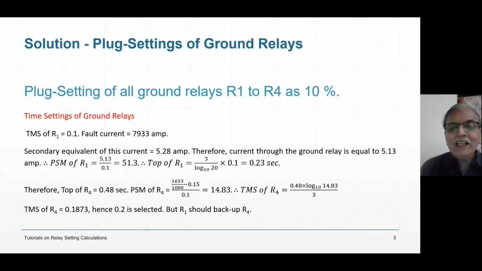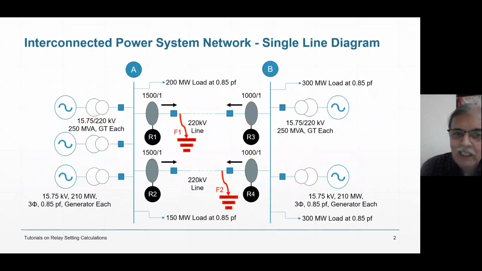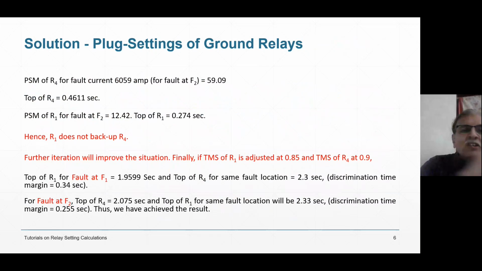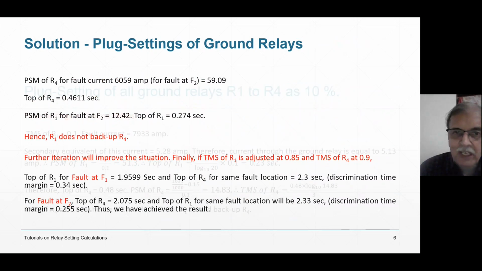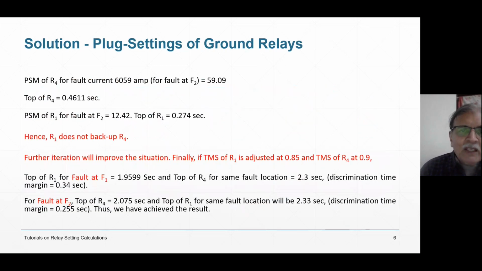That is true. Done. But now R1 should back up R4. R4 has backed up R1, but R1 should back up R4 for the same settings. I cannot change the setting, my dear friends. Therefore, R1 should back up R4. So this PSM of R4 for 6059. Let me check. R4, 6059. See, last column, 6059. R4 is 6059, others are 2088.